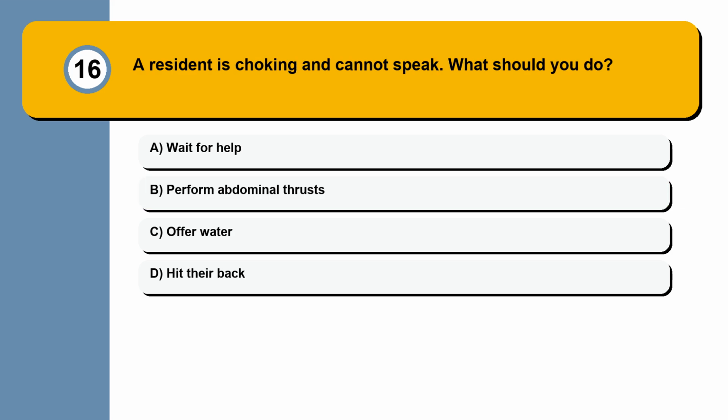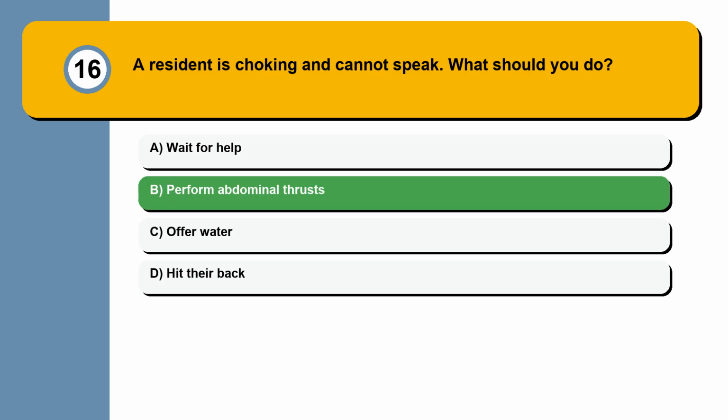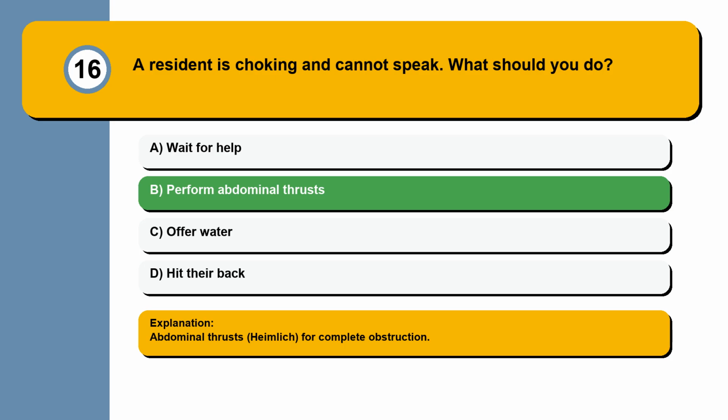Question 16. A resident is choking and cannot speak. What should you do? Wait for help. Perform abdominal thrusts. Offer water. Hit their back. Abdominal thrusts, the Heimlich, for complete obstruction.